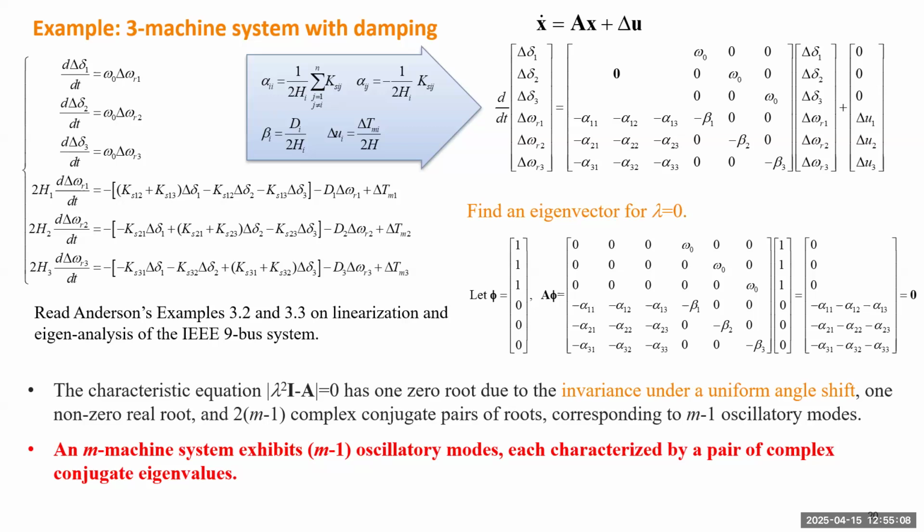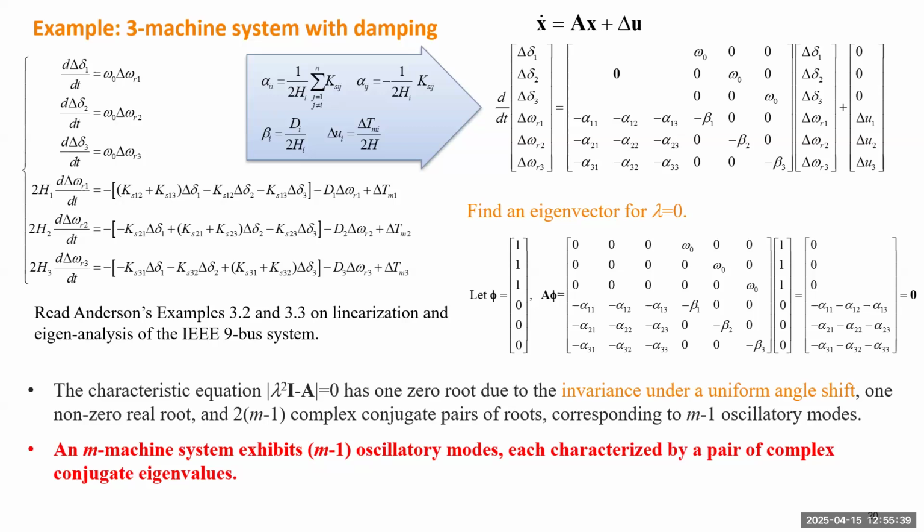And from eigenvalues, we actually prove the rank of this A matrix is at most m minus 1. If the total dimension of the A is m, the rank of the matrix will be m minus 1. So there will be at least one eigenvalue which is 0. Which means there could be another real eigenvalue, but that indicates the total motion of the machines, but it's not a concern of small signal stability.